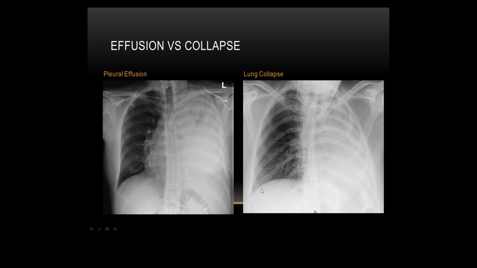So when you have complete whiteout of the lung, it's very, very difficult to say whether that is complete collapse of the lung or whether that is just a huge whiteout because they've got so much fluid in the lung, it's just completely filling the lung. Now, there are signs you can look for.